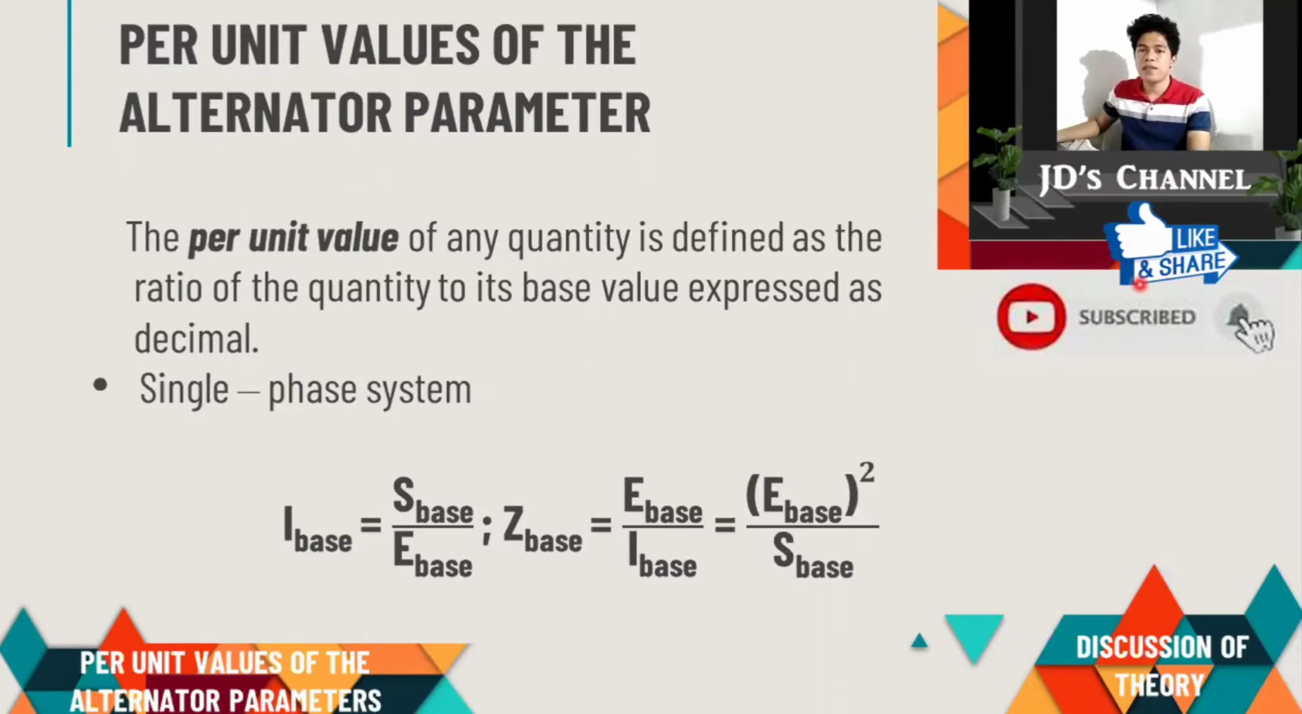So here, class, we have a single phase system. To get the base current, I base is equal to S base over E base. And then to get the base impedance, Z base is equal to E base over I base, equal also to E base squared over S base.